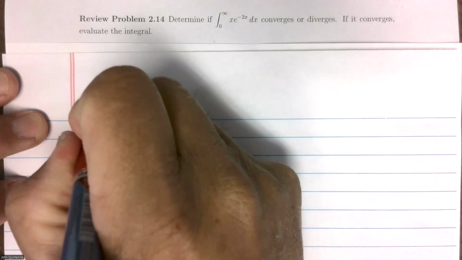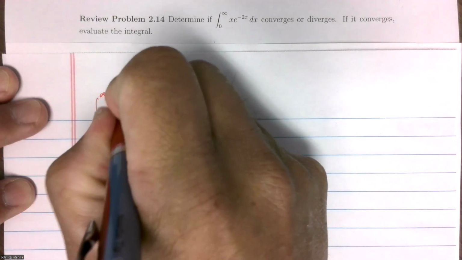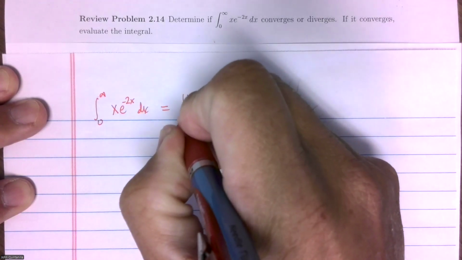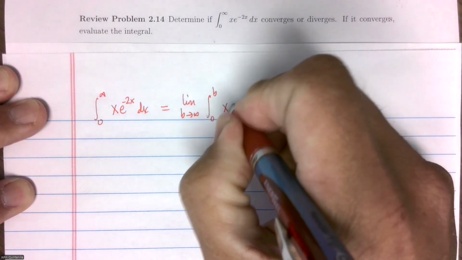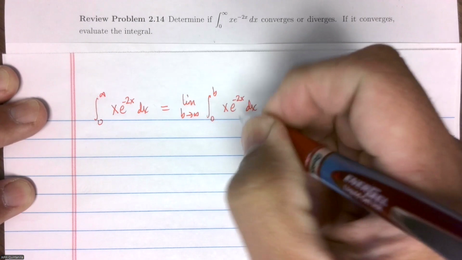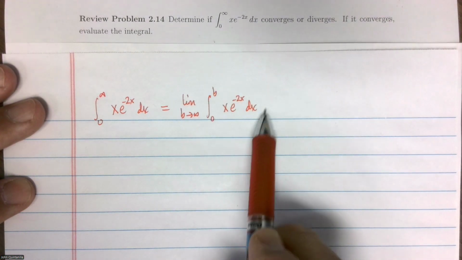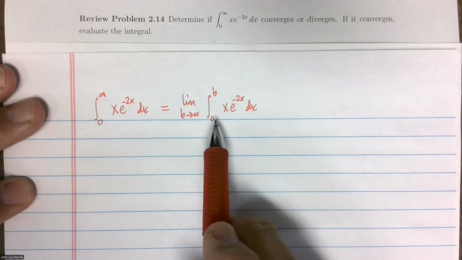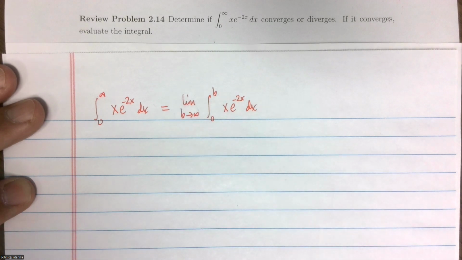To begin, we use the definition of an improper integral. The integral from 0 to infinity of x e to the minus 2x dx is equal to the limit as b goes to infinity of the integral from 0 to b of x e to the minus 2x dx. Now we will compute this integral, and then we will deal with the limit at the very last step. For the next few steps, we're going to work with this integral, and this limit is just going to come along for the ride until we get to that very last step.